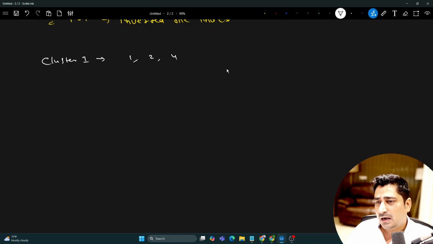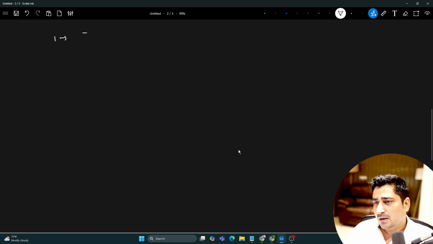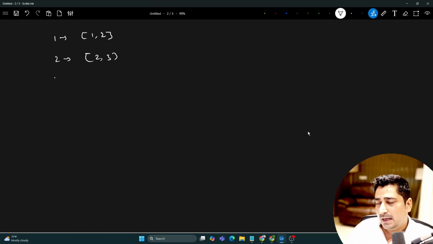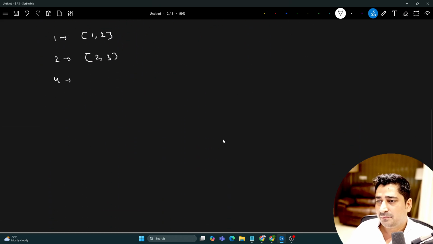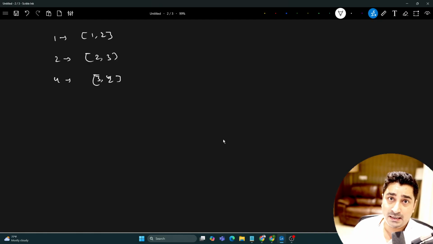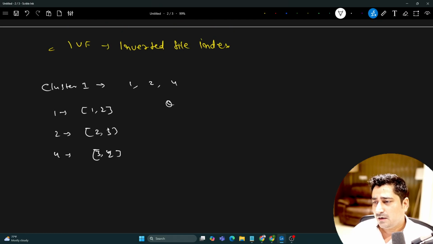Technically, the ID1 data set is nothing but 1, 2. The ID2 data set is nothing but 2, 3. And the ID4 data set is nothing but 3, 2. These are my 3 data sets available inside my cluster number 1. And I have a query, and the query is 2, 2.